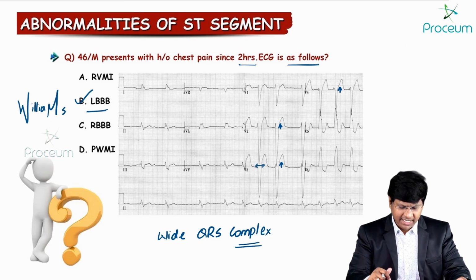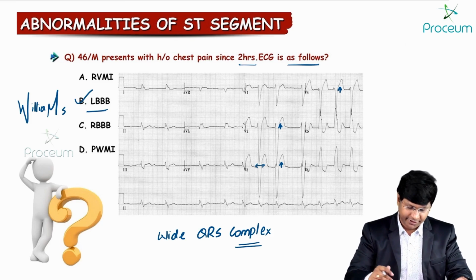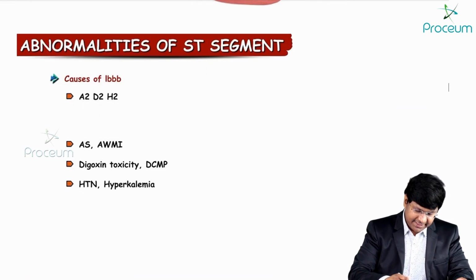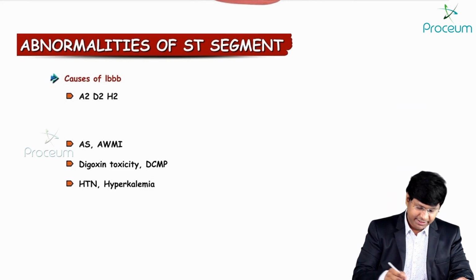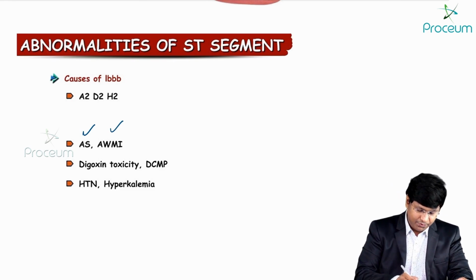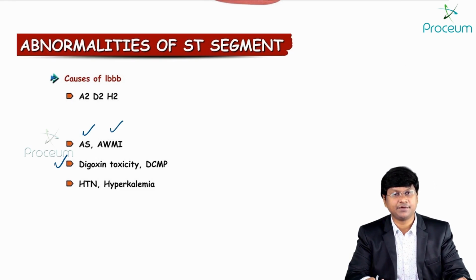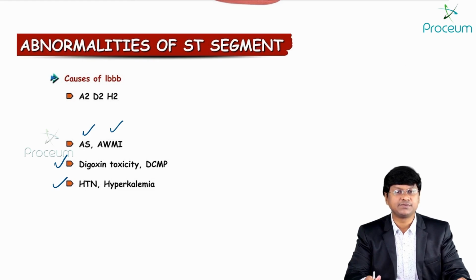Now, what are the conditions where you will have the left bundle branch block? Remember the mnemonic A2, D2, H2. A2 is aortic stenosis and anterior wall MI. D2, that is digoxin toxicity and dilated cardiomyopathy. H2, that is hypertension as well as hyperkalemia. So that is your A2, D2 and H2. These are the causes of the left bundle branch block.